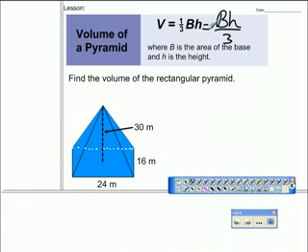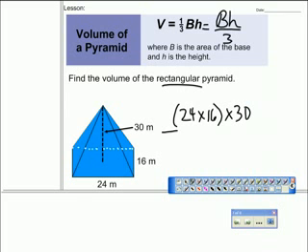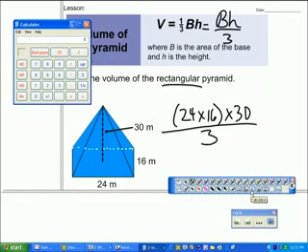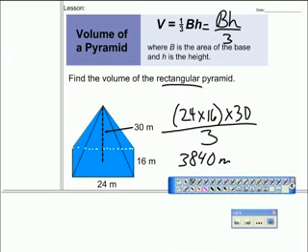It is a rectangle, 24 by 16. So what do I have to do with 24 and 16? Multiply them. 24 times 16. Then what do I do with that? Times 30. And what do I do with the whole amount? Divide it by 3. 24 times 16 times 30 divided by 3 equals 3,840 cubic meters.